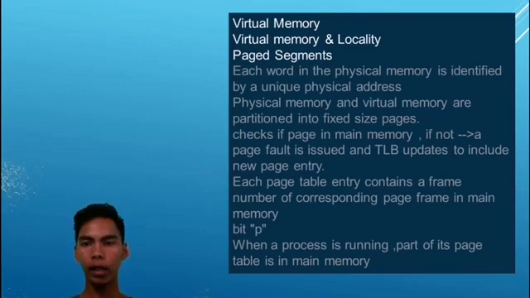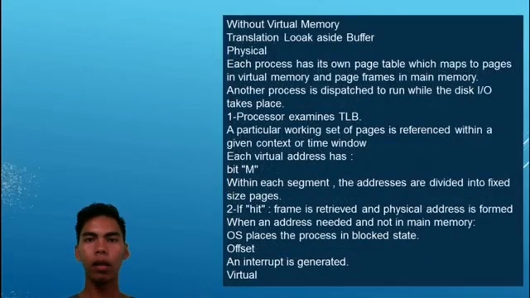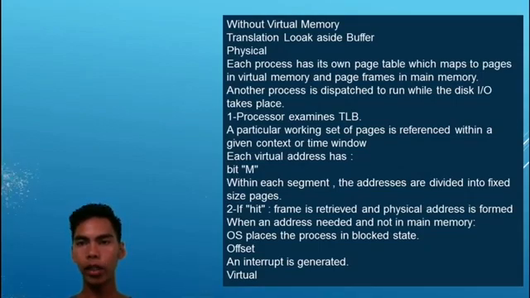Each page table entry contains a frame number of the corresponding page frame in main memory, and bit P. When a process is running, part of its page table is in main memory. Without virtual memory, translation looks outside backward physical. Each process has its own page table which maps pages in virtual memory to page frames in main memory. Another process is dispatched to run while the I/O task takes place.